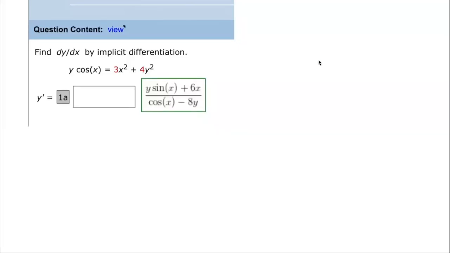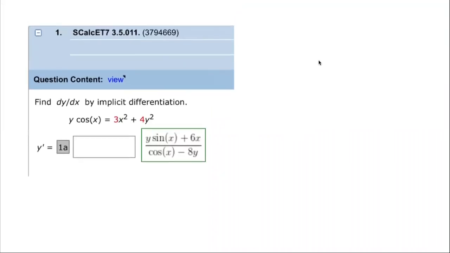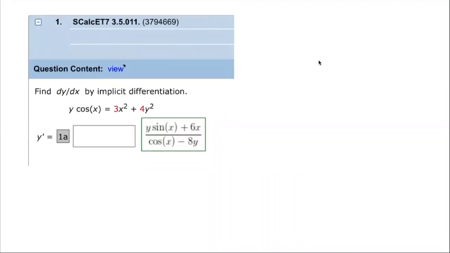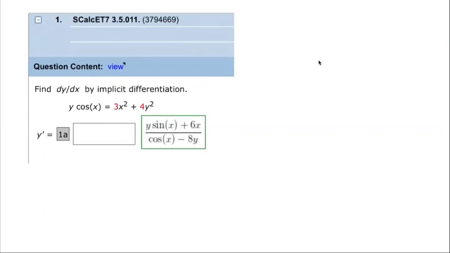All right, so this is lesson 21, 3.1b, number 1. We're trying to find dy/dx by implicit differentiation. The good thing about implicit differentiation is that you don't have to solve for y. Solving for y a lot of time is difficult, and sometimes impossible. So in this case, we want to use implicit differentiation.